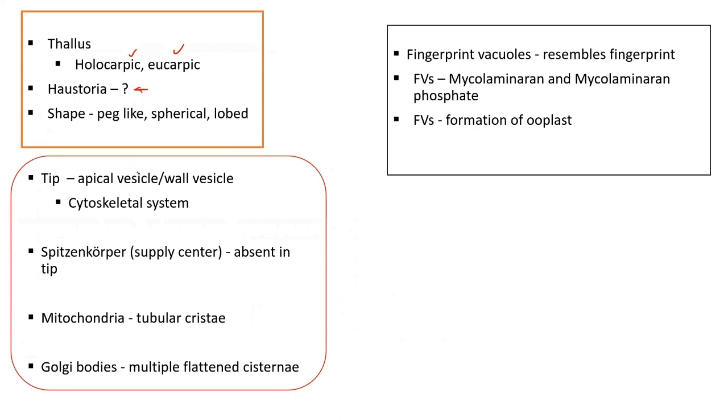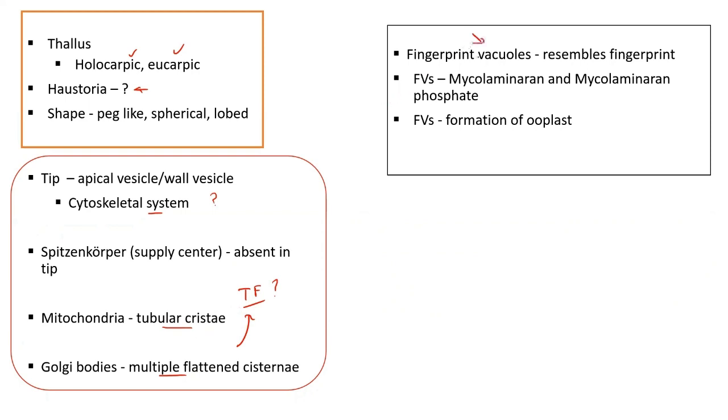The tip of the fungal hyphae contains apical vesicle, which has got cytoskeletal system. What is the significance of it? Then it lacks Spitzenkörper, which acts as supply center in true fungi. So what is the role of this, which is absent in this? And the mitochondria is with tubular cristae, whereas which kind of cristae are found in the true fungi? And Golgi apparatus in the Oomycota is multiple flattened cisternae. Then what kind of Golgi bodies are found in true fungi? You should be knowing the differences.